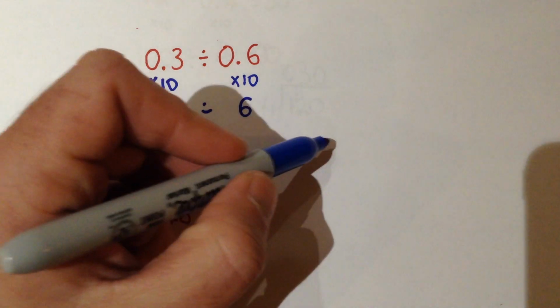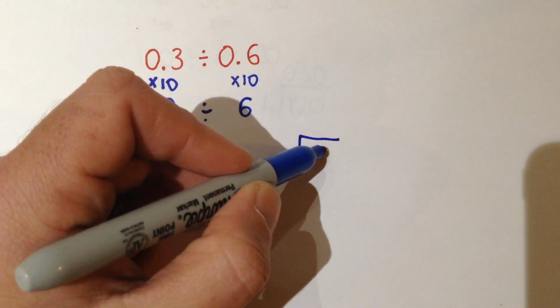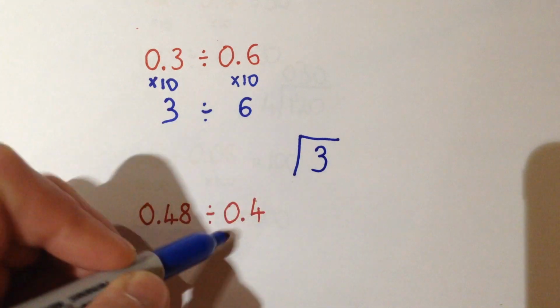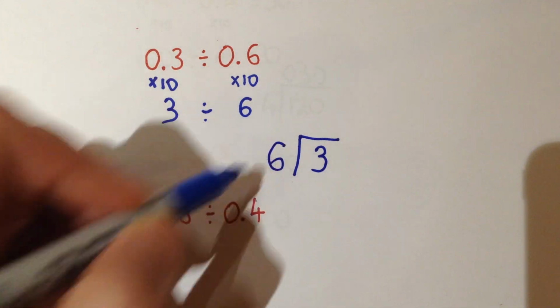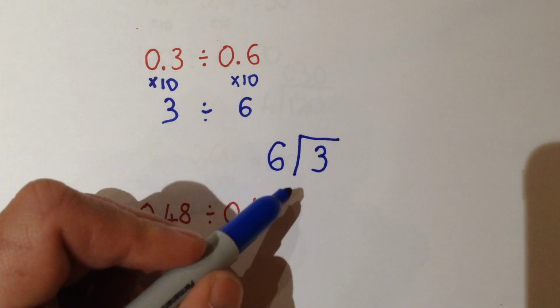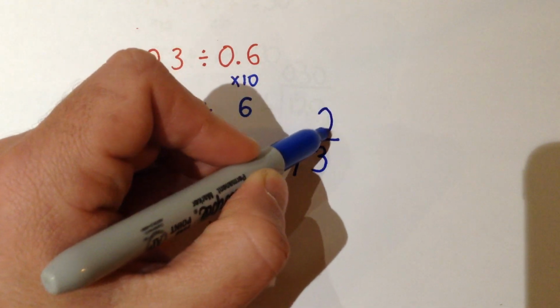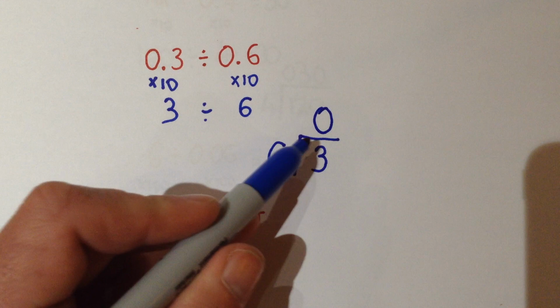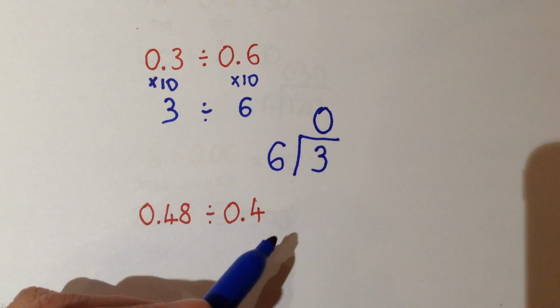Be careful, I'll just show you with a little bus stop method. So 3 divided by 6. How many 6s are there in 3? Well, it doesn't actually go, so we put 0. We need to carry the 3 because we haven't used it yet.